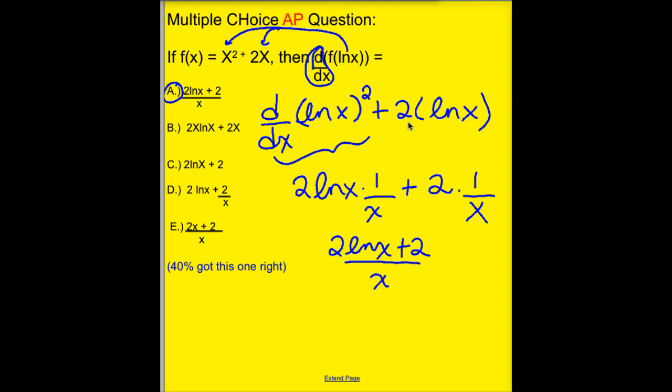That one did not have very good results nationwide. 60% of all students got that one wrong.